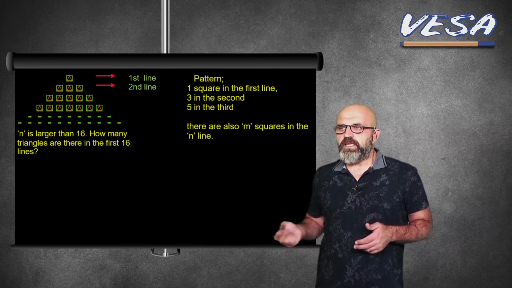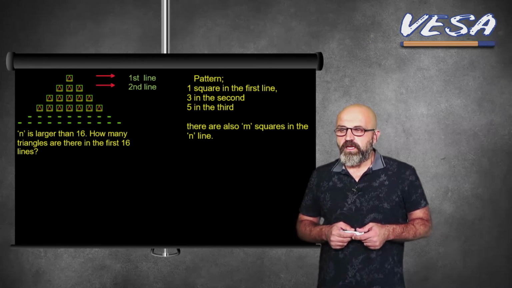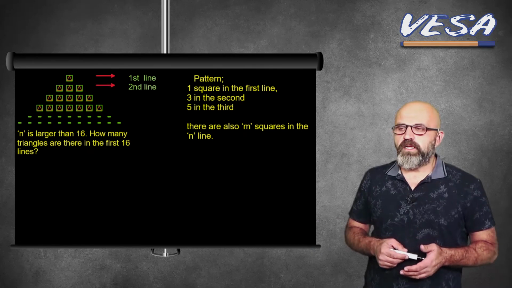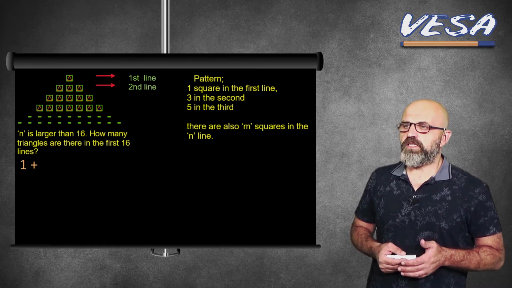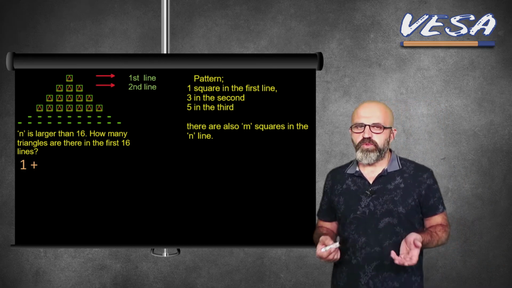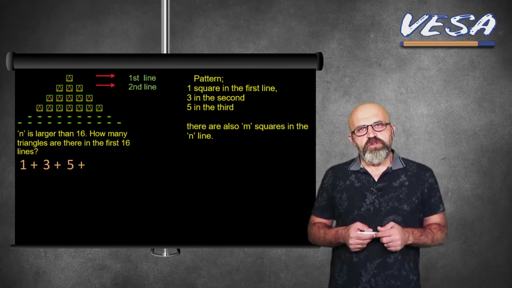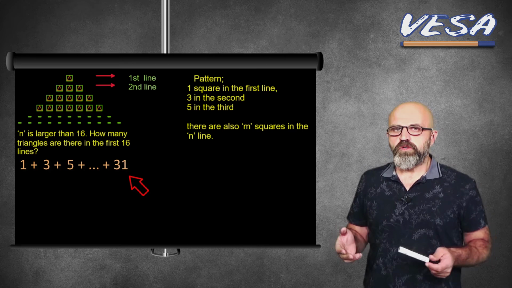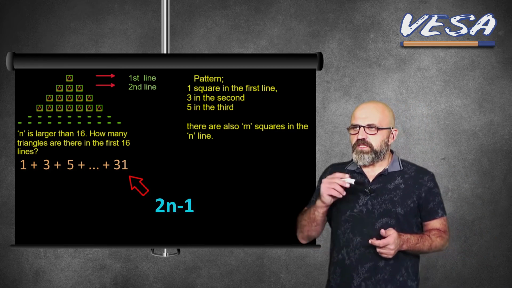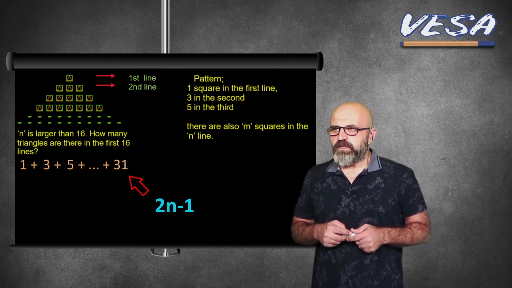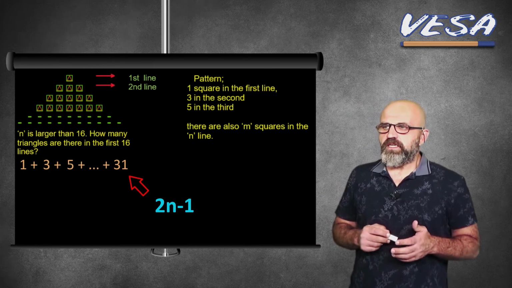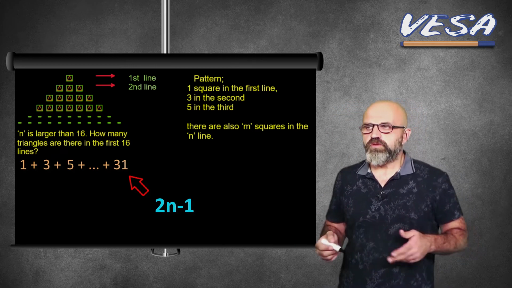N is larger than 16. How many triangles are there in the first 16 lines? Now, given the formula we just showed you, what is being asked? We have 1 square, 3 squares, 5 squares, and so on. We have 31 squares on the 16th line because the pattern is in 2n minus 1 format. And so, we're being asked for the sum of all the odd numbers from 1 to 31.